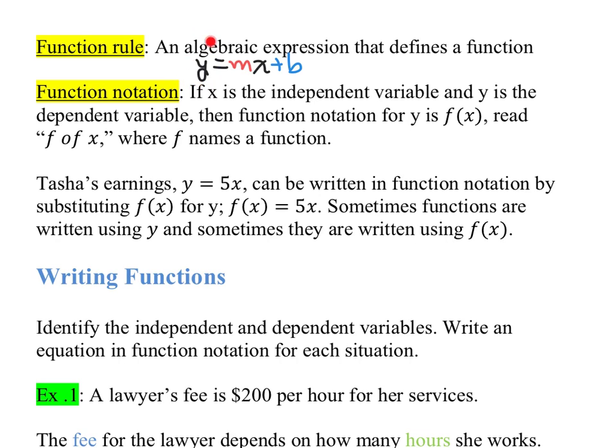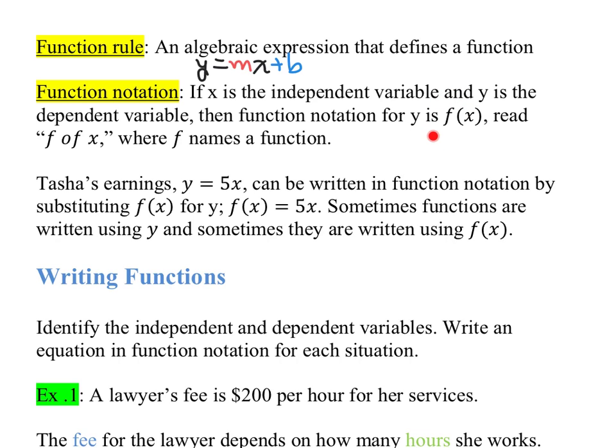So instead of using this y here, we're going to use f of x. Y and f of x are the same thing. It's just a different way of writing a function rule. Essentially it's labeling this rule as f. We're going to call this rule f. They like to call things rule f or rule g or rule h. F, g, and h tend to be the most popular names of functions.